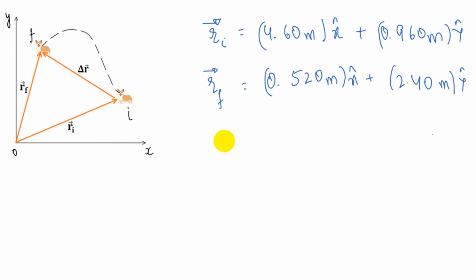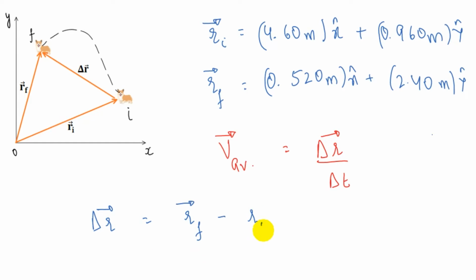We studied just now that the average velocity vector is equal to delta r over delta t. Now delta r is the change in position, or you could say the displacement vector. So delta r is equal to Rf minus Ri. We have to subtract the initial position vector from the final position vector. So let's put in the values. Rf, we have this.